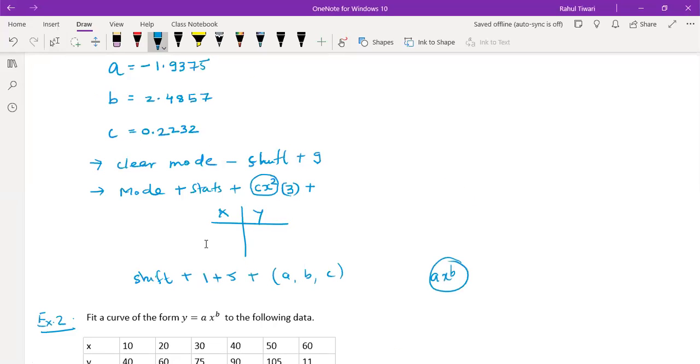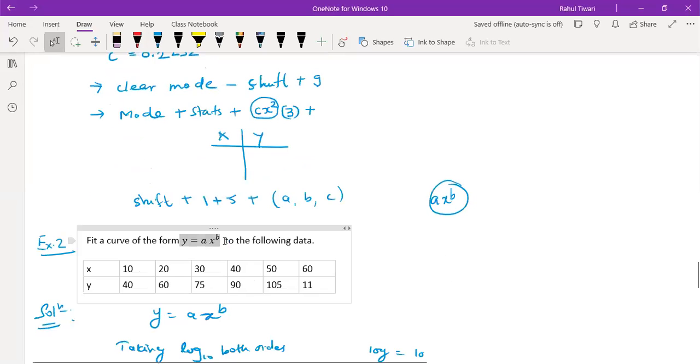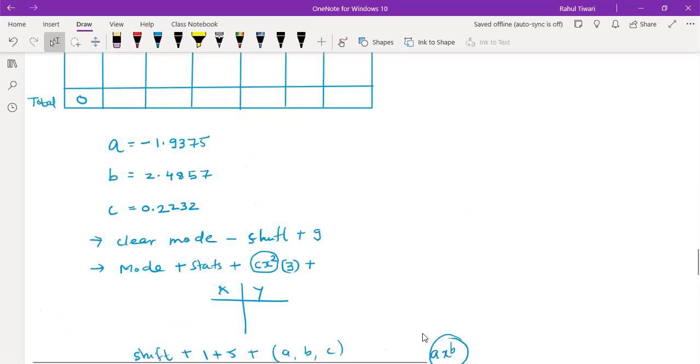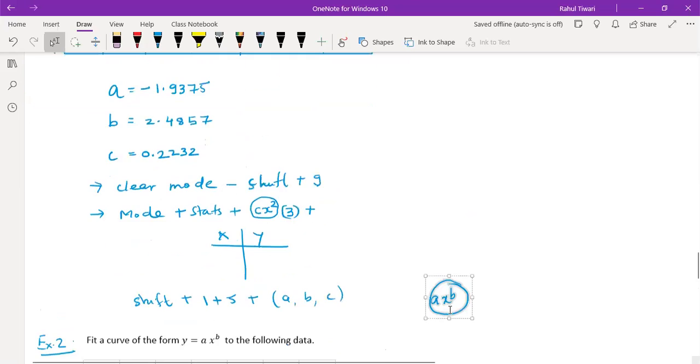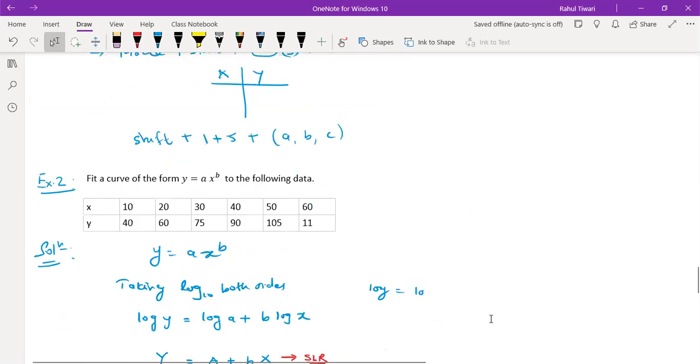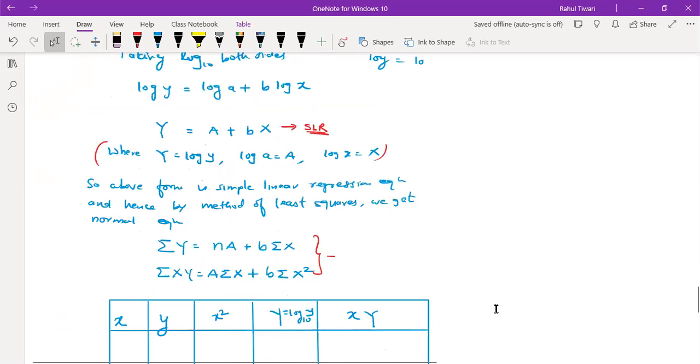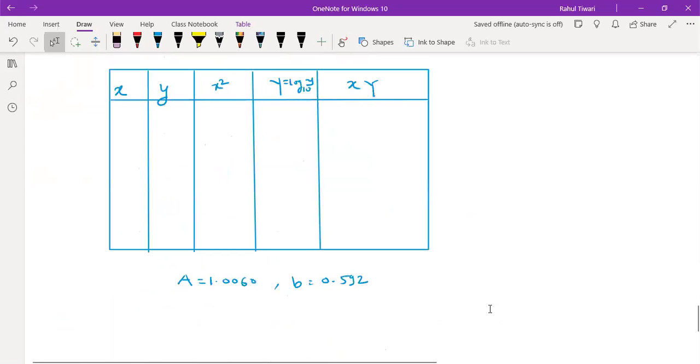See, look at the form, no? Just look at the form. This is the form of x raised to b. So we have to select that mode. Okay. Once you select that mode, make sure that you are feeding the original x and y values. Just feed the original values and let me know the value of a and b then.